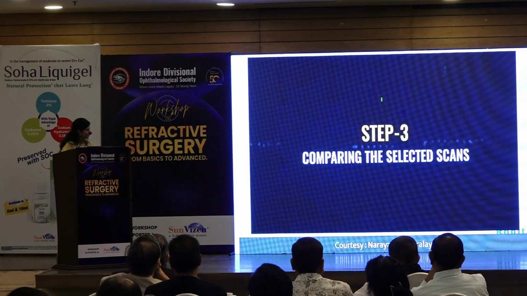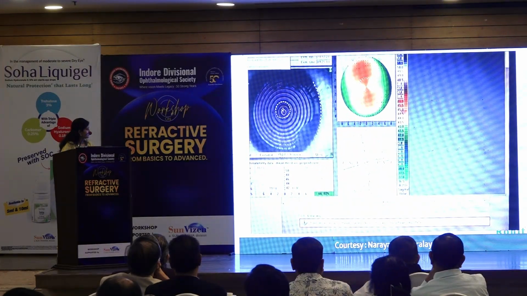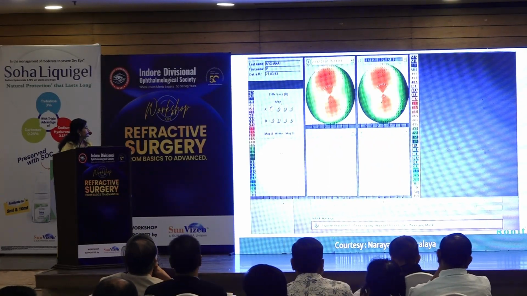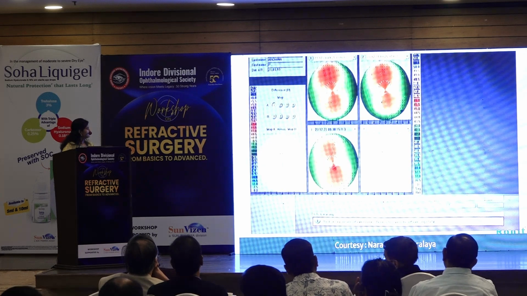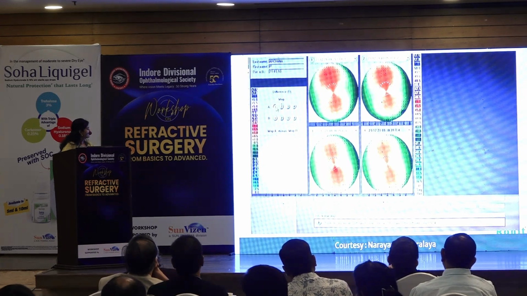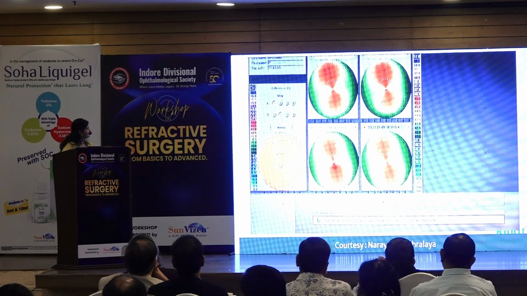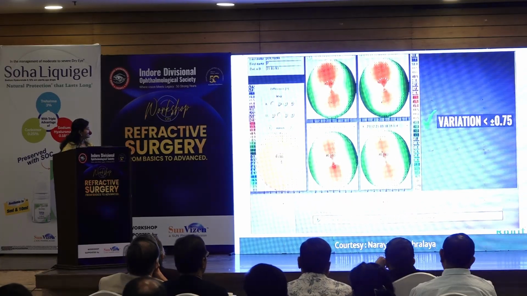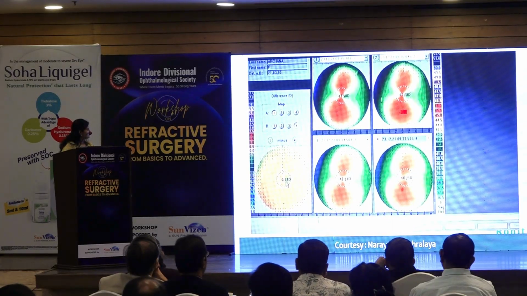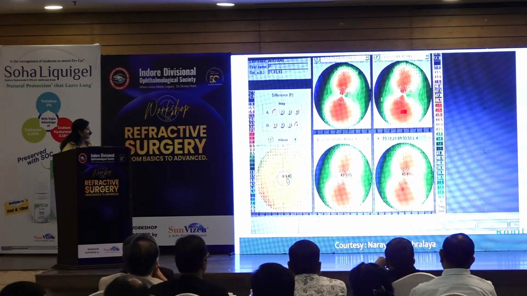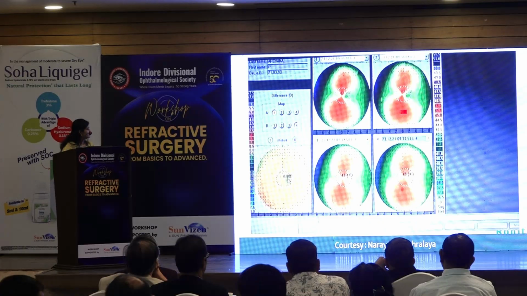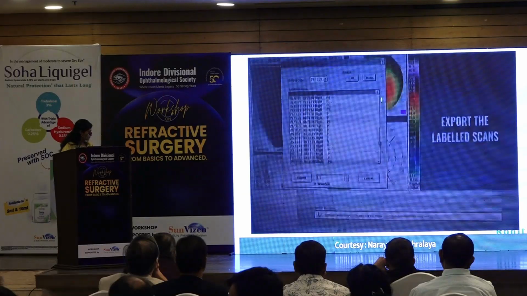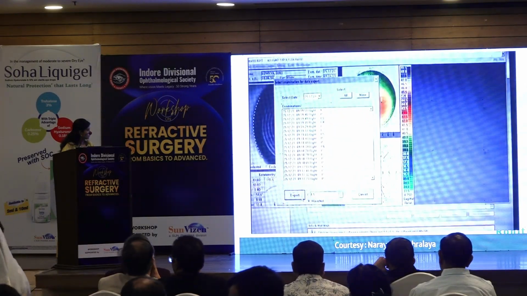Comparing the selected scans for regularity is also an essential component of the process. Scans are selected for comparison and the difference in curvature between two scans is measured. It should ideally be equal to or less than plus or minus 0.75. Scans with differences in curvature amounting to greater than 0.75 are excluded from the dataset. The scans thus selected are then exported for planning.